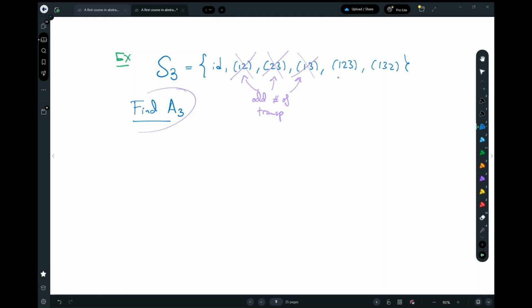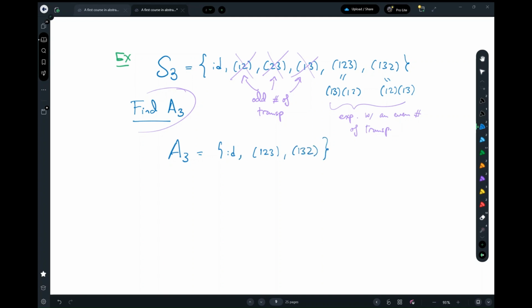However, (1 2 3) is (1 3)(1 2). And (1 3 2) is (1 2)(1 3). And these ones, good news, are expressions with an even number of transpositions. So every such expression will have an even number of transpositions, and therefore those are in A3. So A3 is the identity, (1 2 3), and (1 3 2).